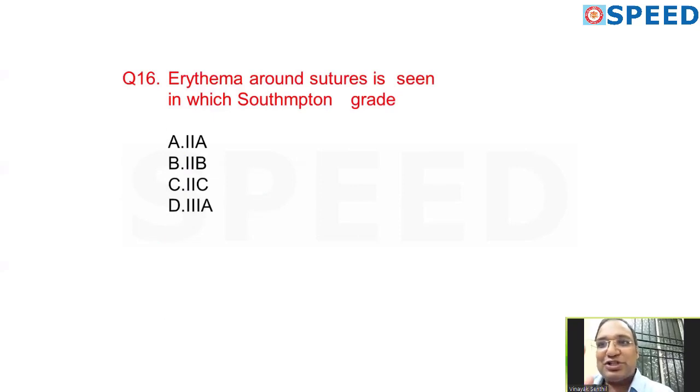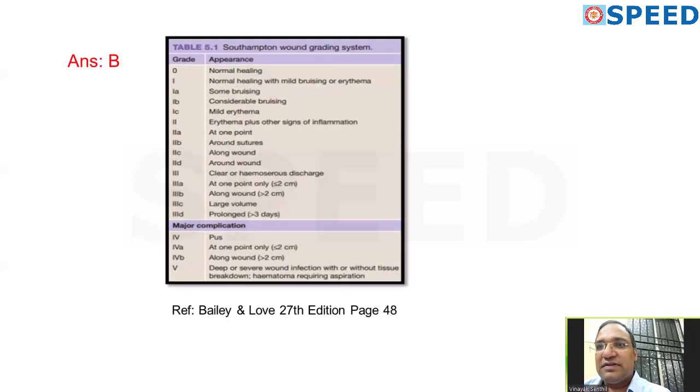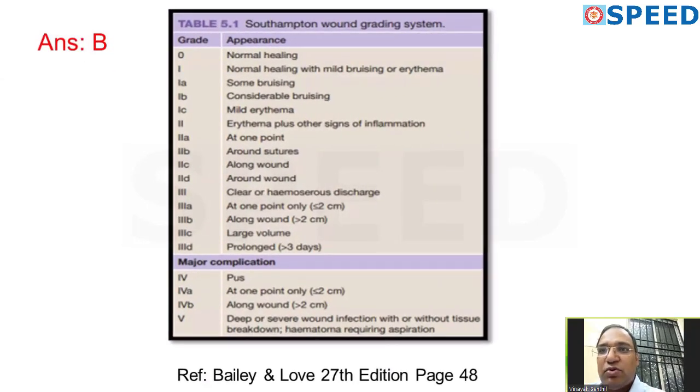Again, this question on Southampton, we have discussed in the class. Erythema around the sutures is seen in which type of Southampton grade? Answer should be, we will go to the classification. I have the table with me. When you look into the Southampton table, and it is in Bailey and Love, the same we have discussed, page number 48. Now, this is the grading.